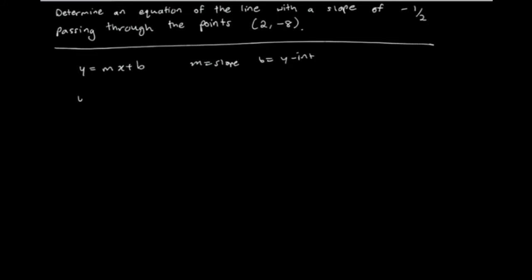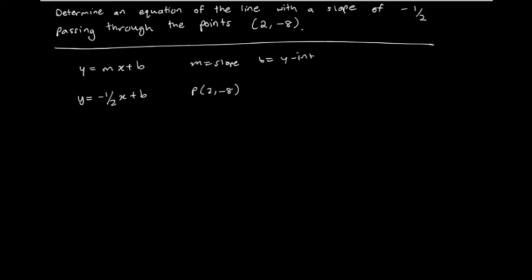In this case, we know that the slope is -1/2, so y = -1/2 x + b, and we know that it passes through the point (2, -8). If the point (2, -8) exists on our line, then we can just substitute that point into the equation. Any point that lies on a line will satisfy the equation of the line. This is true for any point that lies on any type of function or graph.